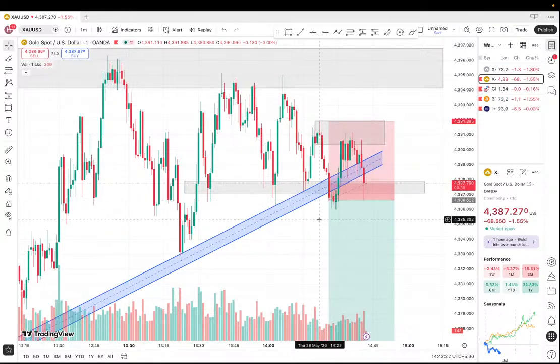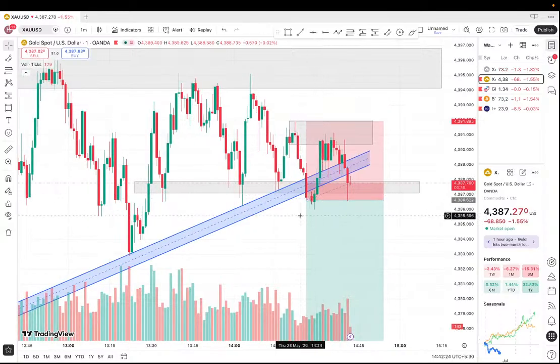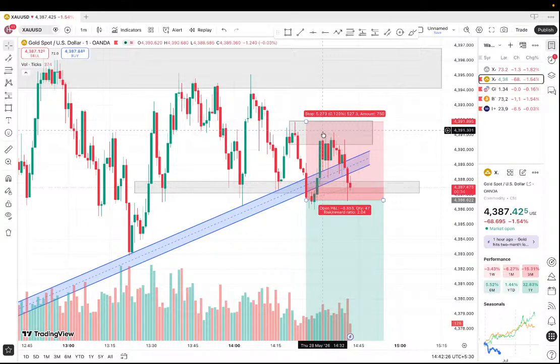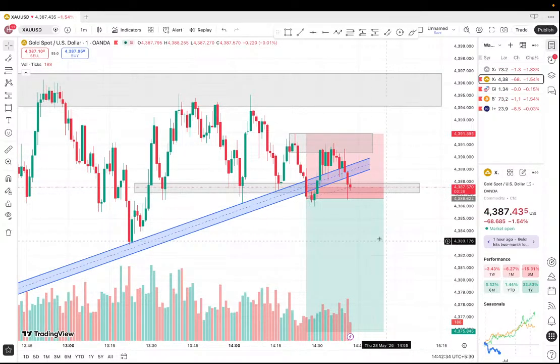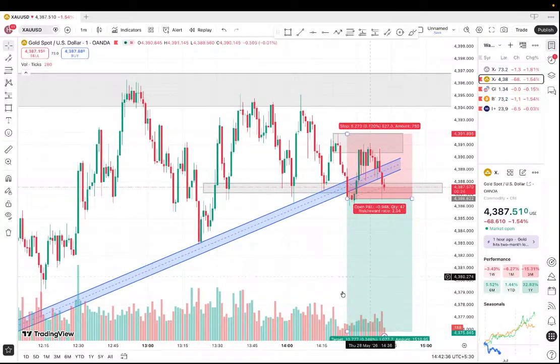So as you can see, gold is very volatile. It gave a move of 50 pips in buy side, then gave a move of 50 pips again in sell side. Right? So gold is extremely volatile today.